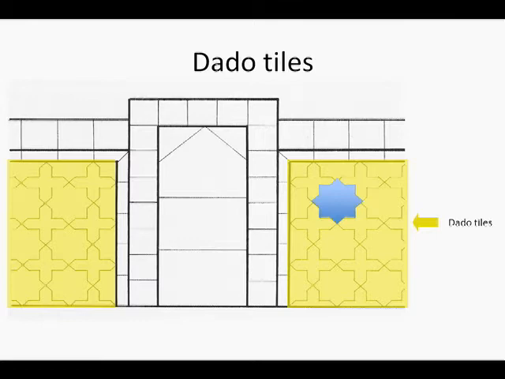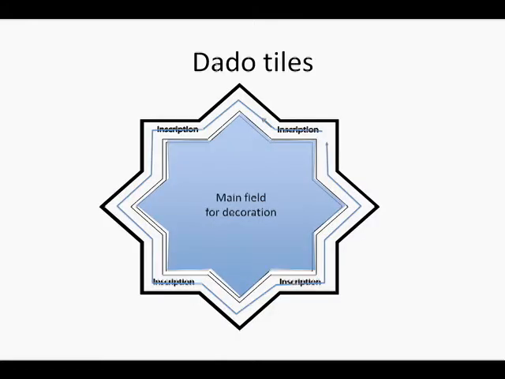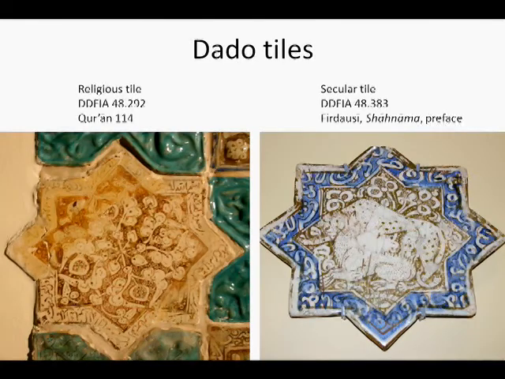In case of Dado tiles, the main field contains painted decoration, and the inscriptions are written around the rim counterclockwise. The left one is an example of religious style with Quranic inscription from the Shangri-La collection, and the right one is an example of a secular tile with an inscription from the Shahnameh, both from the Shangri-La collection.